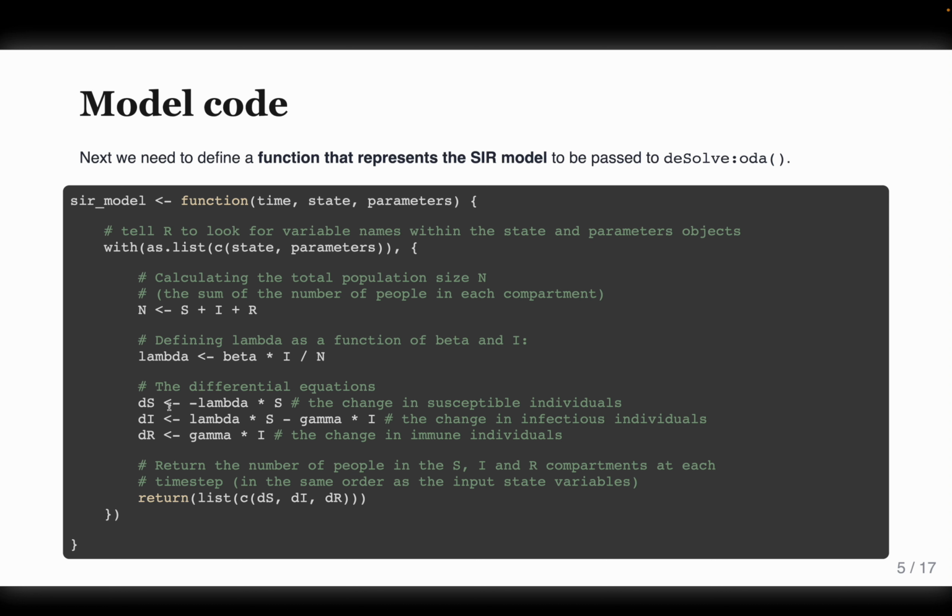And then we can define our differential equations, that is the changes in time of each compartment. So for the susceptible compartment, the change is minus lambda times S. For the infectious compartment, it is lambda times S minus gamma times I. And for the recovered and immune compartment it is gamma times I. It's the usual SIR formula.